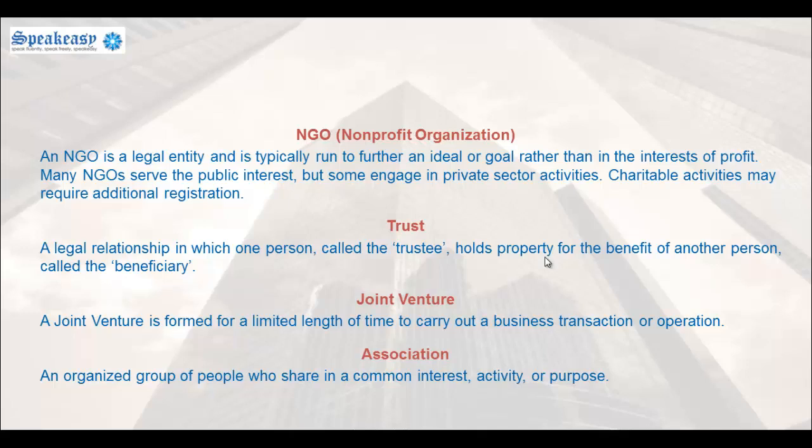A trust is a legal relationship in which one person, called the trustee, holds property for the benefit of another person, called the beneficiary. A joint venture is formed for a limited length of time to carry out a business transaction or operation. An association is an organized group of people who share in a common interest, activity, or purpose.